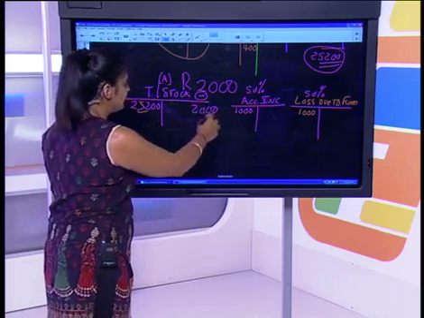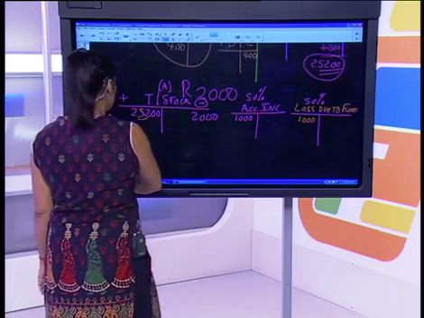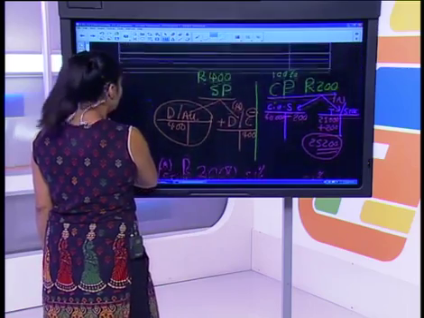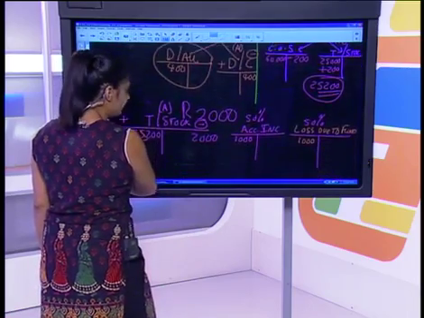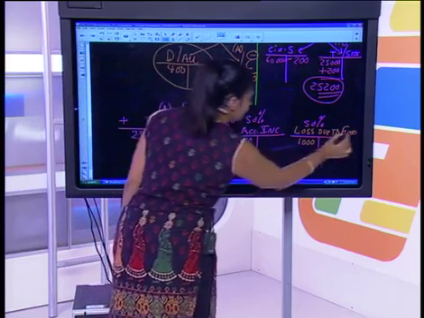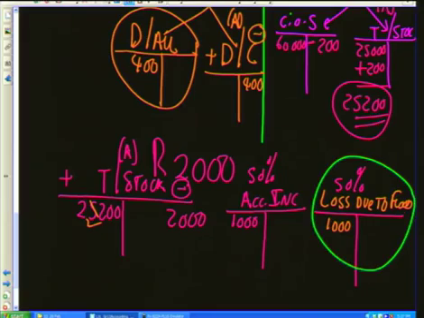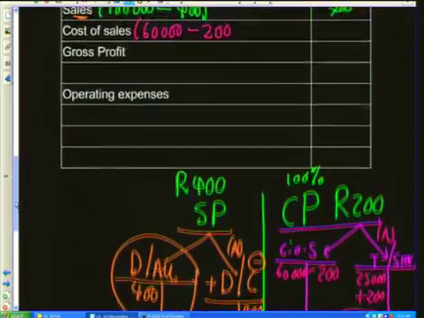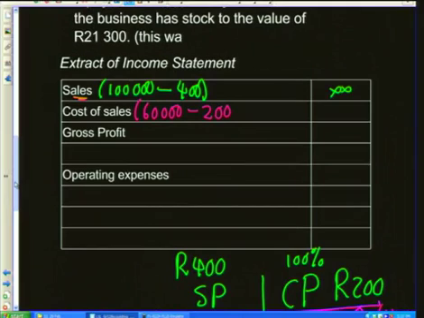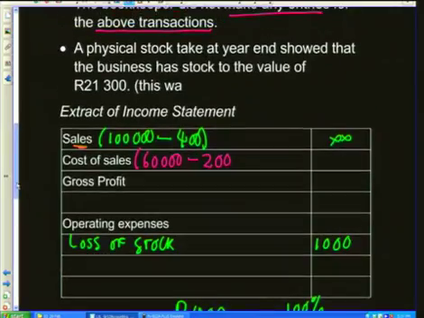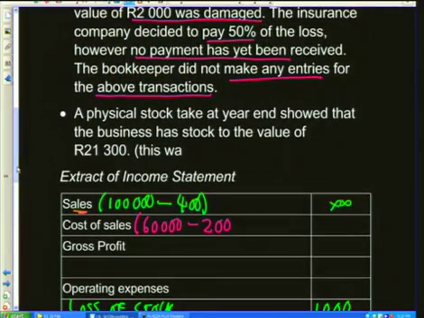Okay, right, let's take this information and put it into our income statement. In my income statement, the expense that the business has incurred is loss due to floods, or let's just change that wording and call this loss of stock. So my loss of stock, my expense disclosed in my income statement, is 1,000 Rand. Right, moving on now to the next adjustment, or the last adjustment with this particular question.